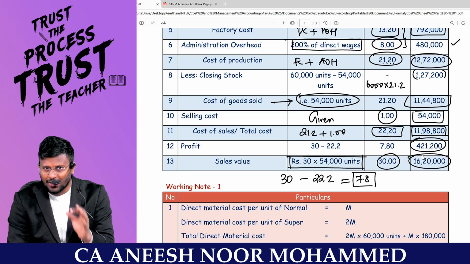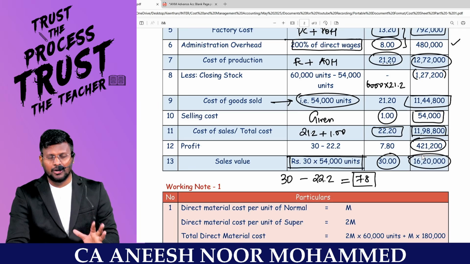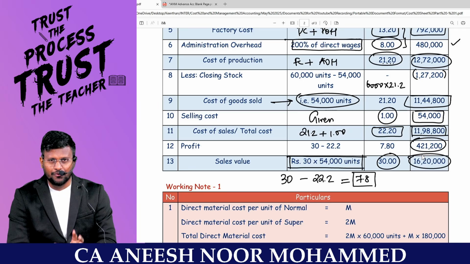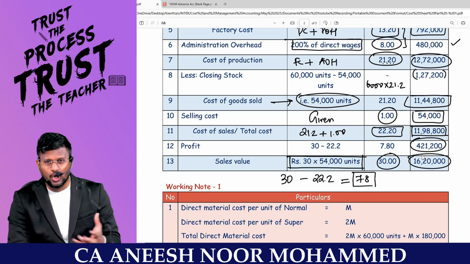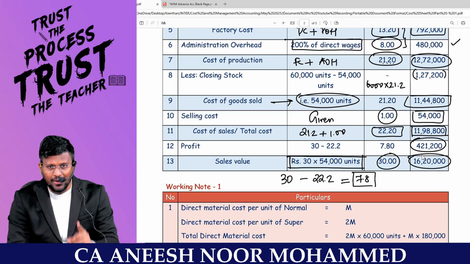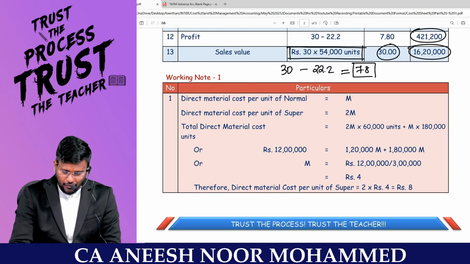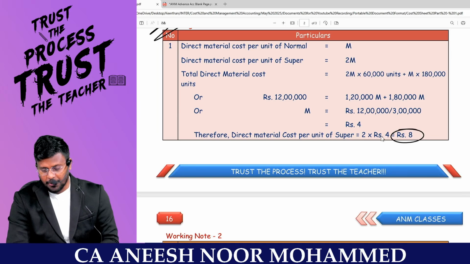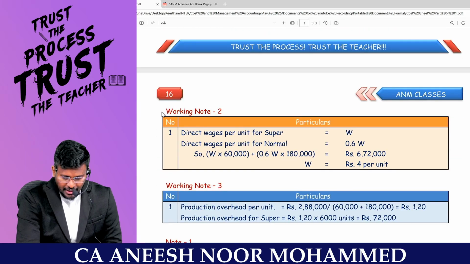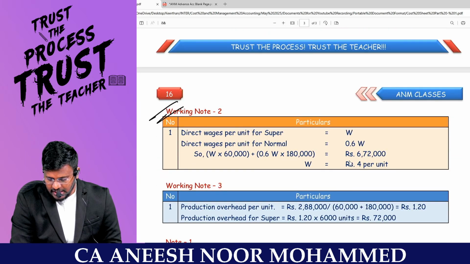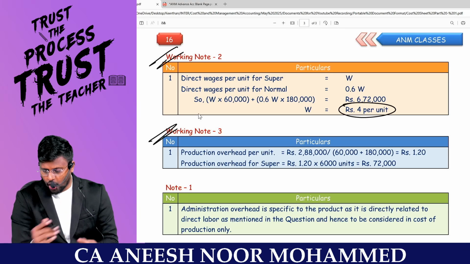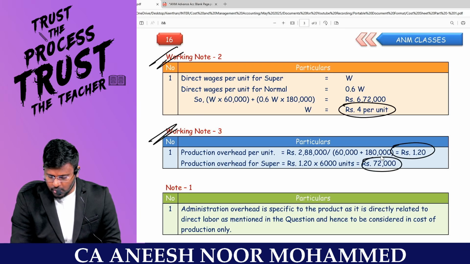I believe that you are feeling so comfortable for cost sheet question number 1. This is one type of cost sheet where multiple products' cost has been given, and from that, one variety of cost sheet we are manufacturing. All the working notes we have done. We got the direct material cost per unit for Super is 8, and direct wages for Super is 4 per unit, and production overhead per unit, whether it is Super or Normal, is 1.2. The total comes to 72,000.